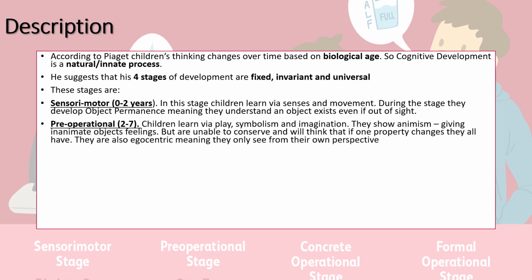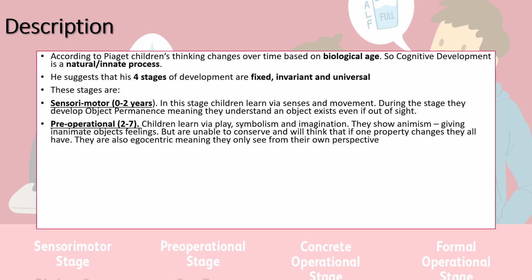Moving on, we've got the pre-operational stage, from 2 to 7. Here children learn via play, symbolism and imagination. A lot of imaginative play goes on at this stage, and that's really beneficial for their learning because it's in line with their cognitive stage.